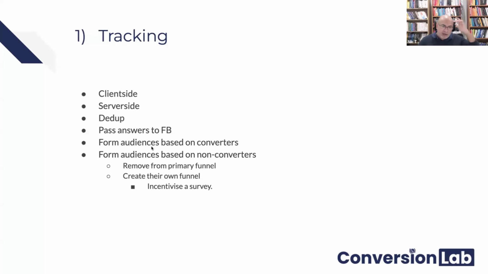So a bit of a summary here. Form audiences based on who's converting. You want to form audiences based on who's not converting. You want to remove the non-converters from the primary funnel. You want to create their own funnel. And if you want, you can incentivize a survey as well to learn from the people who are not converting.